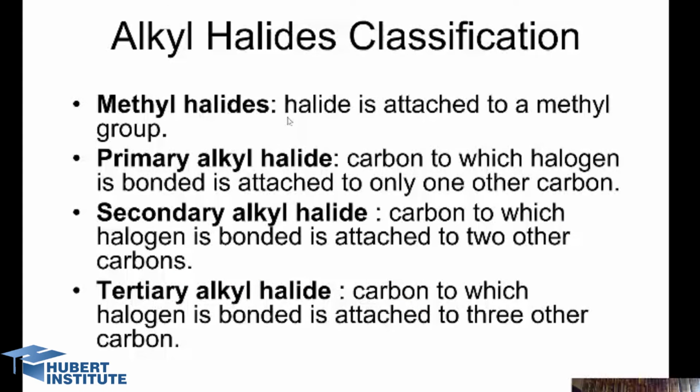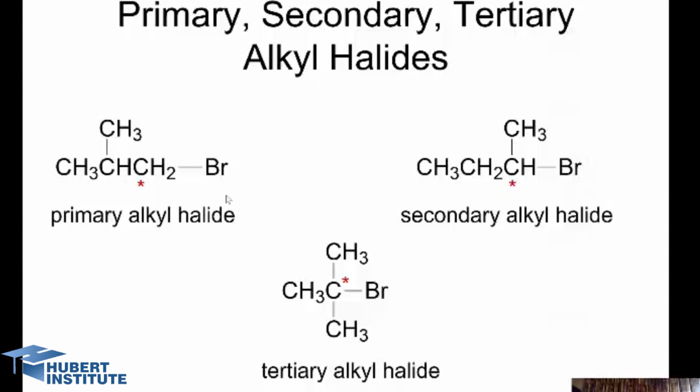It is important which hydrogen is replaced by halides. If the halide is attached to a methyl group, we will get methyl halides. But if the halogen, which here is bromine, is connected to a carbon with one bond to another carbon and two bonds to hydrogen, we will have a primary alkyl halide.